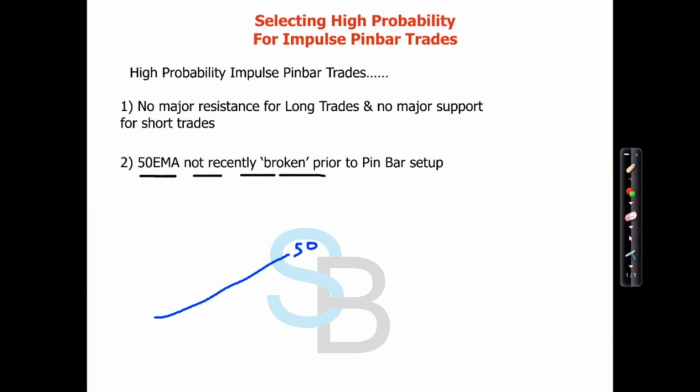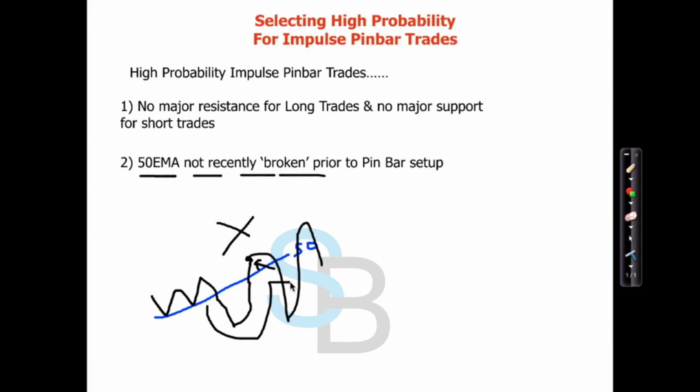And say these are the candles. So it's bouncing off the 50, and it breaks below the 50, and when it comes up, you have the impulse pin bar pattern over here. So these are trades that I do not like to take because it has recently broken the 50 moving average. So chances are if I buy over here, take a long trade, it may swing down and hit my stop loss. So that's what I mean by 50 moving average broken prior to the pin setup.